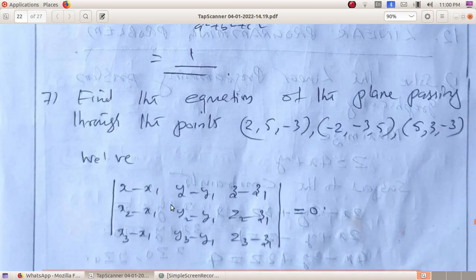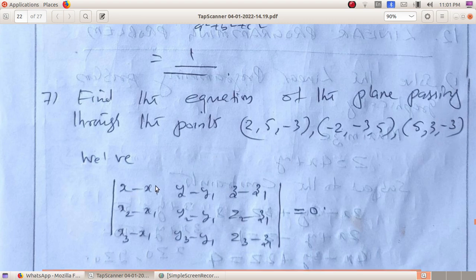For the equation of the plane passing through the points (2, 5, minus 3), (minus 2, minus 3, 5), (5, 3, minus 3). So the equation of a plane passing through 3 points, its formula is this one. What is the formula? x minus x1, y minus y1, z minus z1, x2 minus x1, y2 minus y1, z2 minus z1, x3 minus x1, y3 minus y1, z3 minus z1 equal to 0. These are x1, y1, z1, x2, y2, z2, x3, y3, z3.